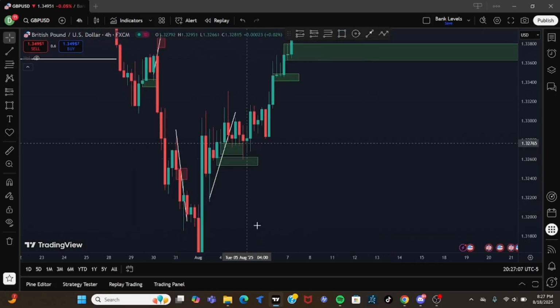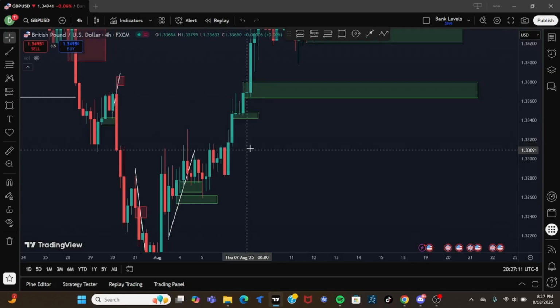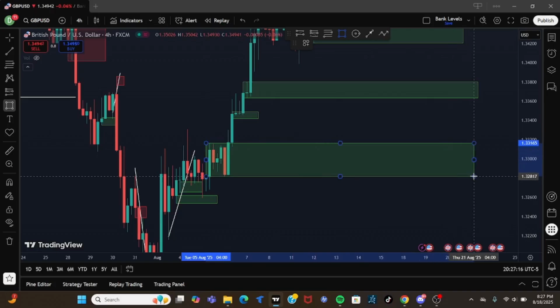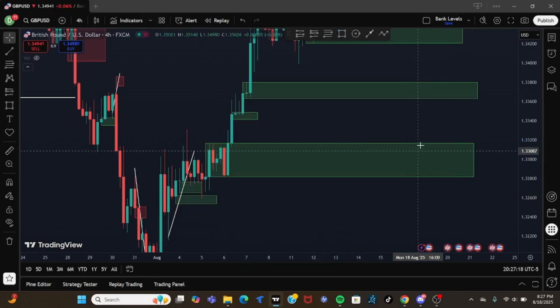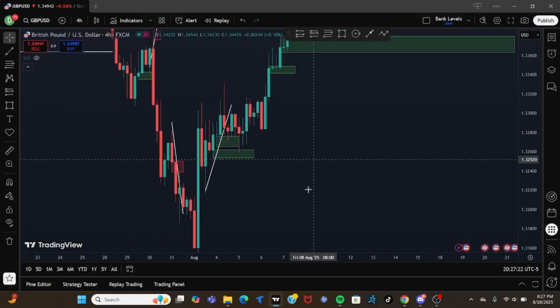And then down here, I wouldn't count this. Yeah, I mean, this is a zone because it's basing. This is a zone, but I don't like it personally, but it is a zone though. But that's how you draw.